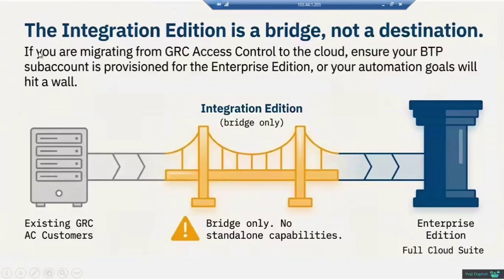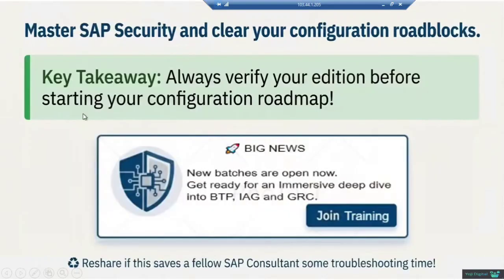Suppose you are migrating from GRC Access Control to the cloud, ensure your BTP sub-account is provisioned for the enterprise edition, or your automation goals will hit a wall. So if you are migrating from GRC to the cloud, then you have to go with the enterprise edition. If you want to continue with the GRC, as an extension to the GRC, you can use the integration edition. It's just a bridge. No standalone capabilities. The enterprise edition has more capabilities, while this bridge doesn't have as many capabilities.